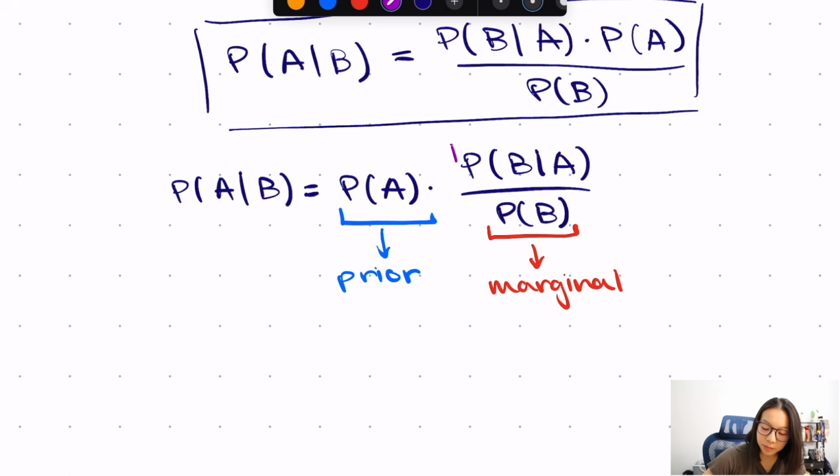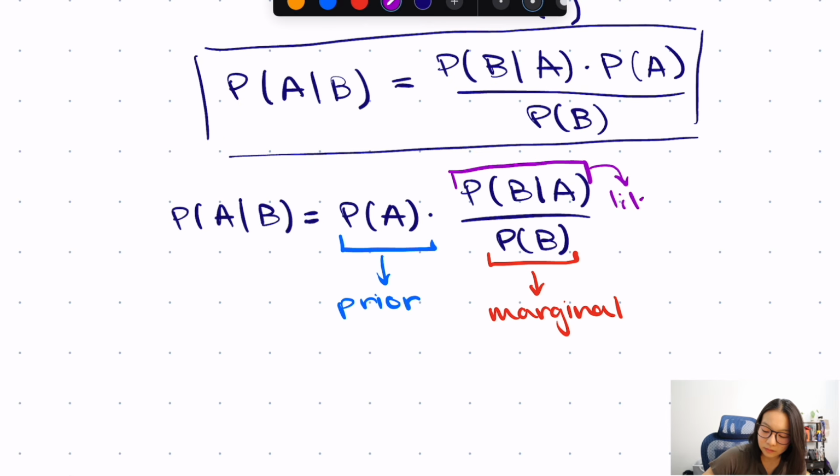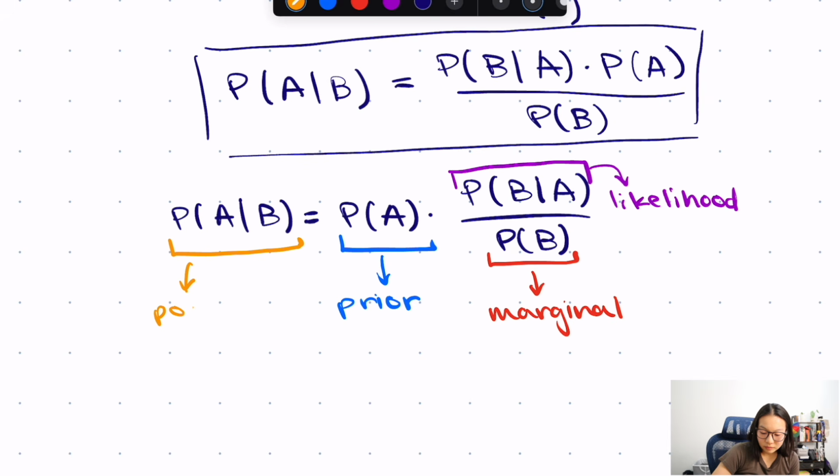This probability of B given A, this is our likelihood. So how likely is it that this evidence is occurring, given that this event A, this belief is true? And then finally over here, we have our posterior. So this is our updated belief. This is our updated probability of A after some evidence of B.